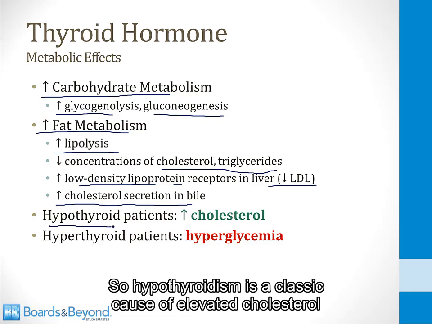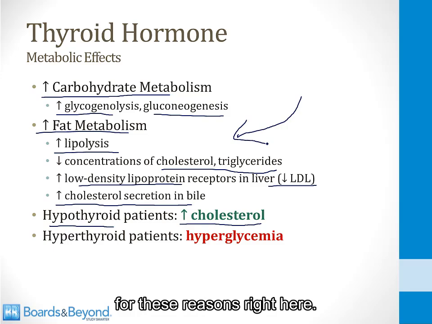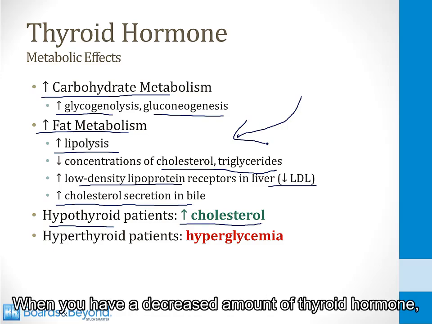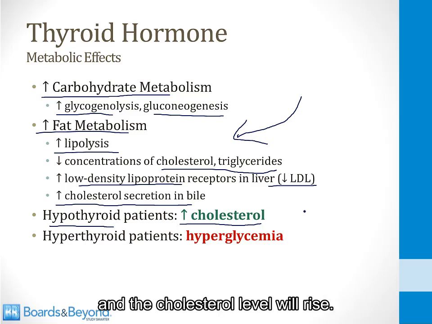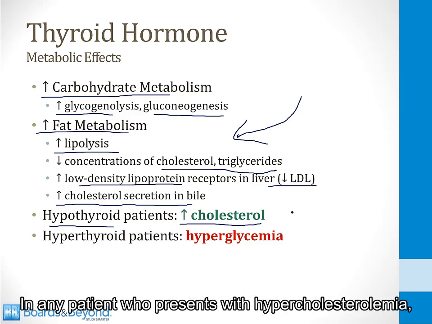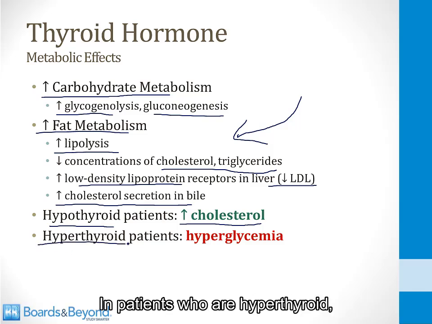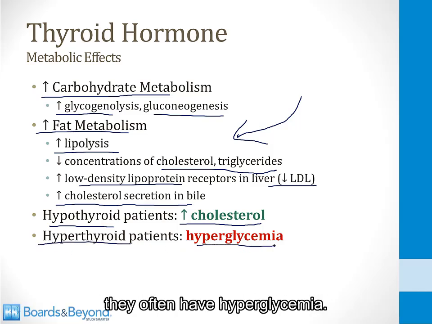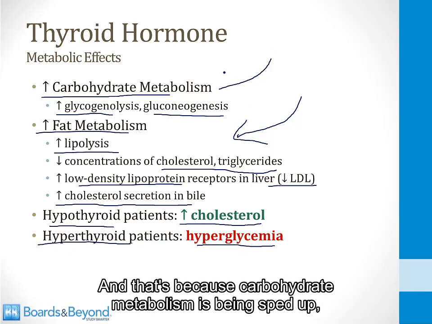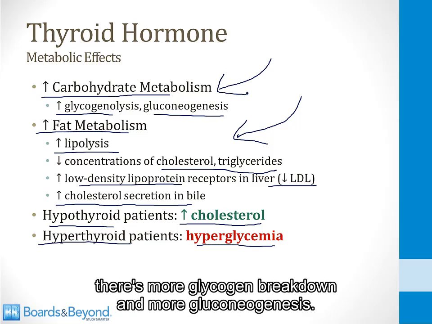So hypothyroidism is a classic cause of elevated cholesterol for these reasons right here. When you have a decreased amount of thyroid hormone, you have a slowing of fat metabolism and the cholesterol level will rise. In any patient who presents with hypercholesterolemia, one of the things you need to exclude is thyroid disease. In patients who are hyperthyroid, they often have hyperglycemia, and that's because carbohydrate metabolism is being sped up. There's more glycogen breakdown and more gluconeogenesis.